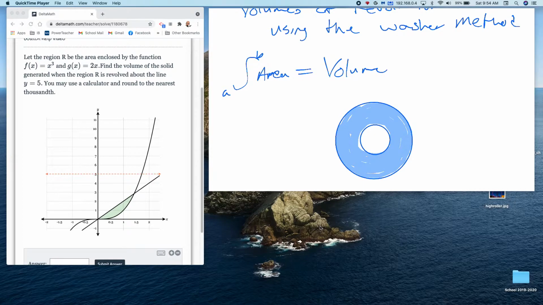And the key is you have two radii. You have a little radius, we'll call that little r, and then you have a big radius, we'll call that capital R. And the key on this is when you have this, we could find the area of the blue.